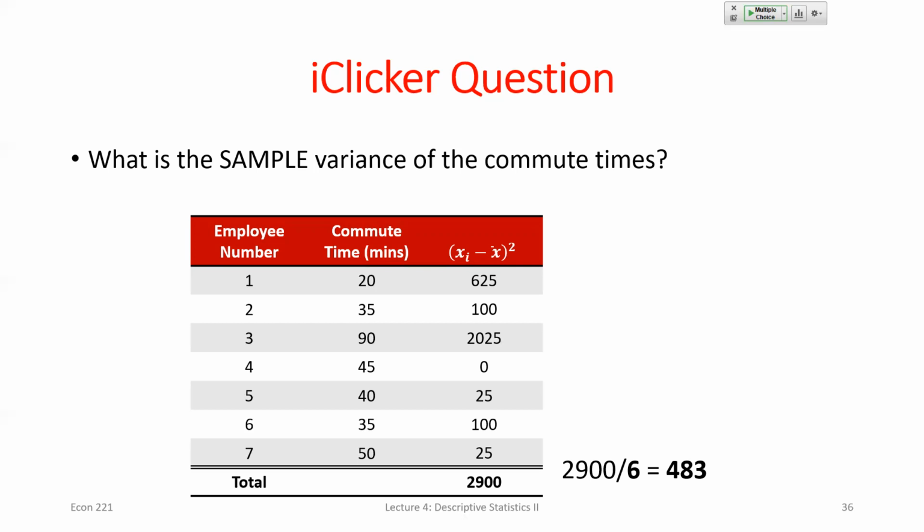When I have sample data, think of it as I don't have the whole picture. I want to err on the side of caution. So instead of dividing by n, when I divide by n-1, it makes my variance a little bit higher. Any other questions on this?